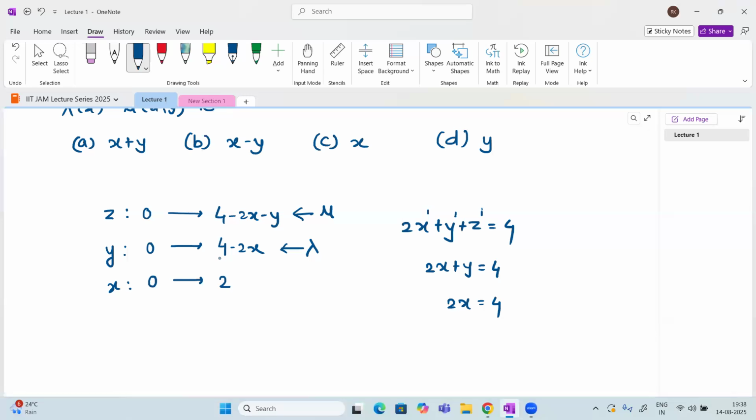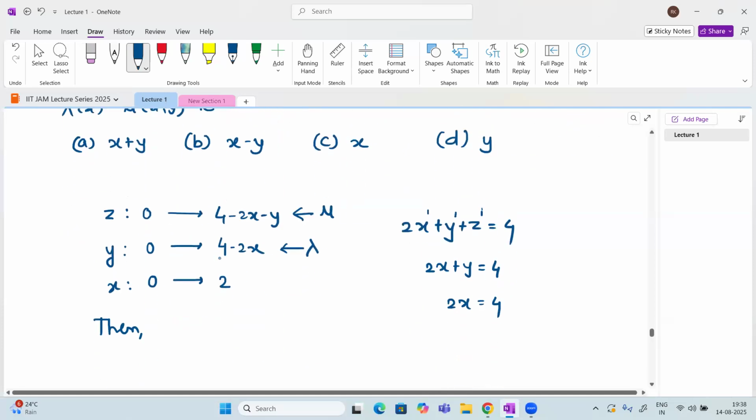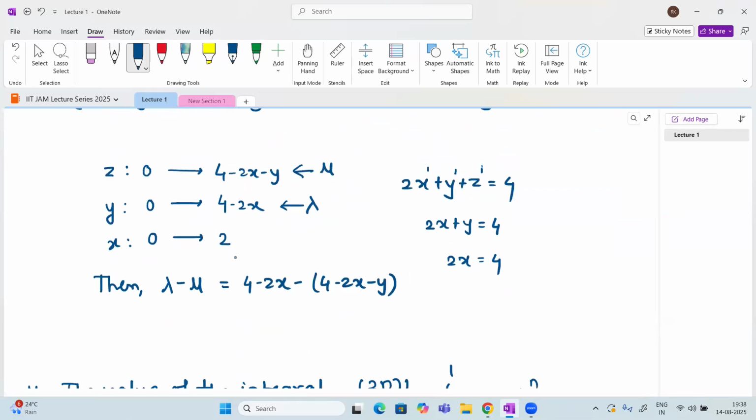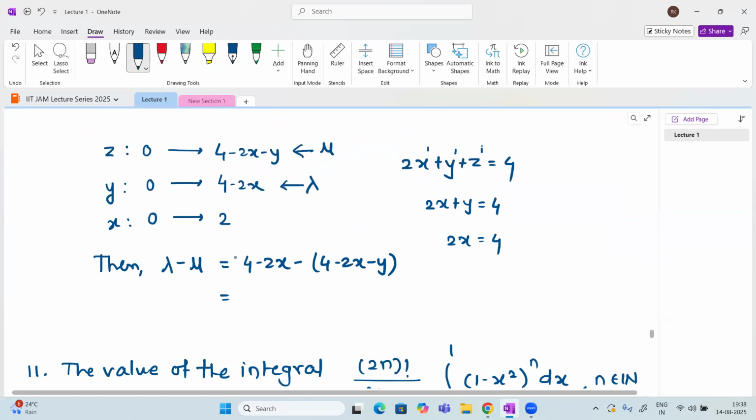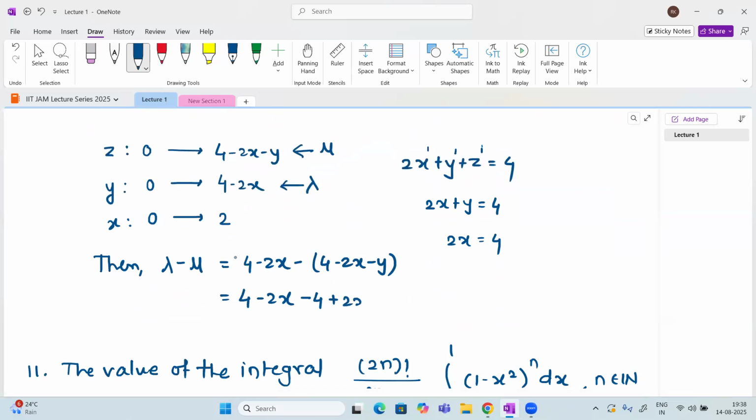Yes, sir. Then what is our task? Our task is to find lambda minus mu. They have asked to find lambda minus mu. So my lambda is 4 minus 2x. My mu is 4 minus 2x minus y. Let us simplify: 4 minus 2x, minus sign outside the bracket. When you remove the bracket, the sign will get changed.